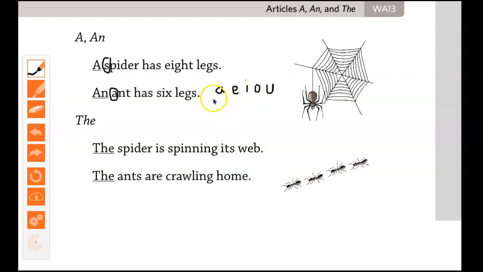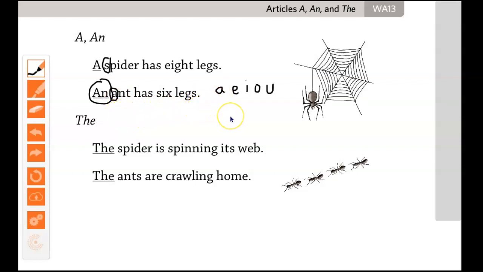So if you have a word that starts with any of these letters, you always have to use the form an. You can't say a. So you can't say a elephant or a apple. You would say an elephant, an apple.